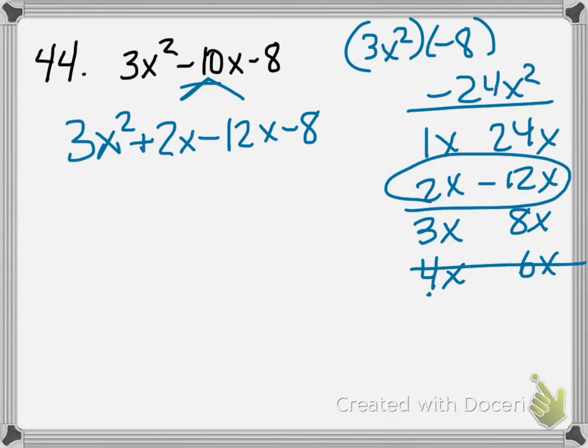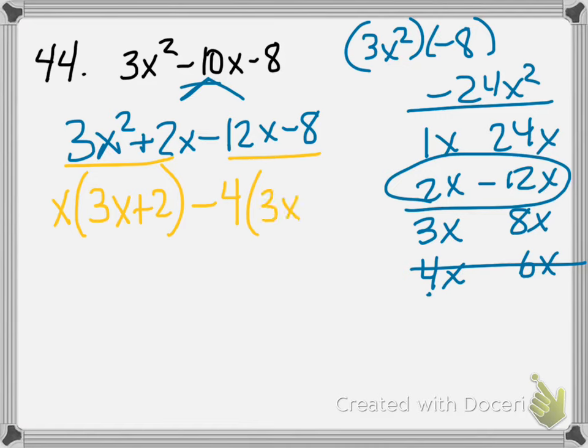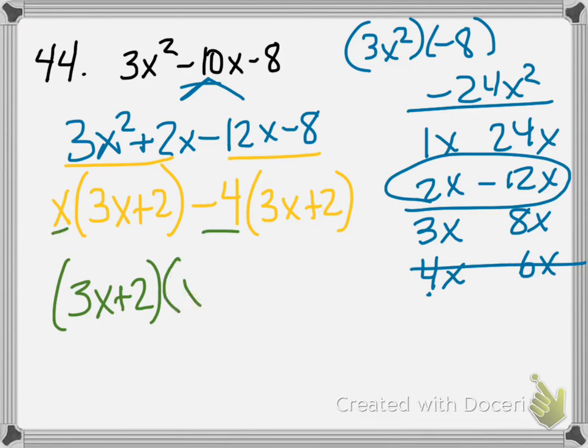Now I'm going to group together the first two terms and the second two terms, the third and fourth term together. So 3x squared plus 2x has an x in common, and I'm going to have left over 3x plus 2. And over here, negative 12x minus 8, I have a negative 4 in common, so if I divide each term by negative 4, I have 3x plus 2. Again, our goal is to have the parentheses identical, which I do, so that set of parentheses is going to come out front as a common factor, so 3x plus 2, and then I have an x minus 4 left over, so that goes inside my second set of parentheses.